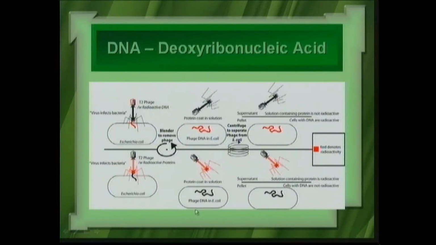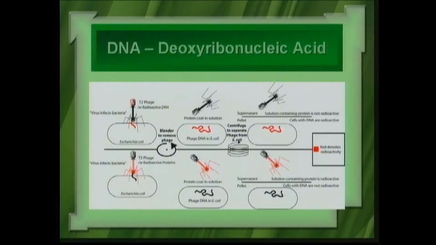A second, reciprocal or inverse experiment was done where they used radioactive sulfur, and that labeled the protein coat, because a lot of amino acids, remember, amino acids are the components making up a polypeptide, which makes up a protein.